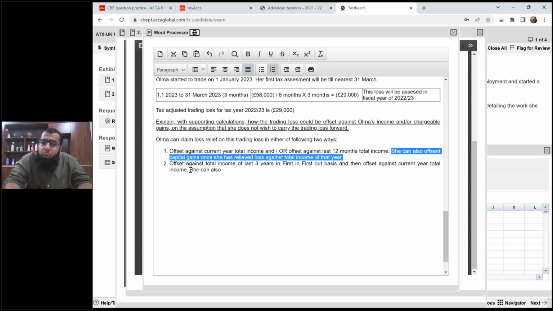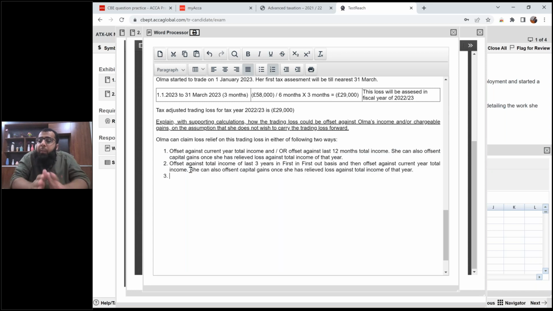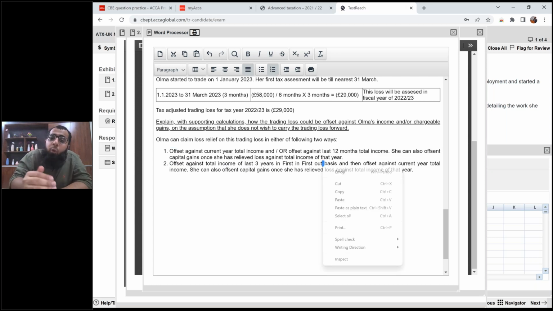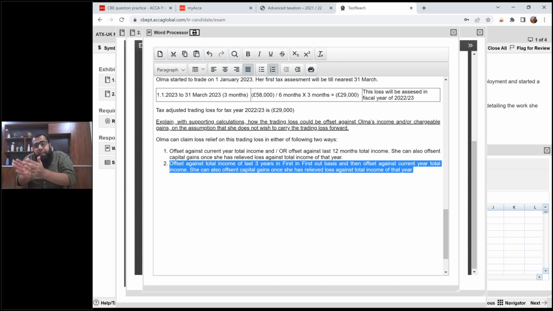I will repeat it again, so those who are getting confused, I will make it very much clear. Alma can claim loss relief on this trading loss in either of the following ways. The first option is current year and carry back. In this case, we are treating it as a normal loss. Another option is that we can treat it as an opening year loss. If we are treating it as opening year loss, we have to go first in, first out. What is first in, first out? We will go back to the earliest year and then we will come forward. I will repeat it again. Please listen to me.